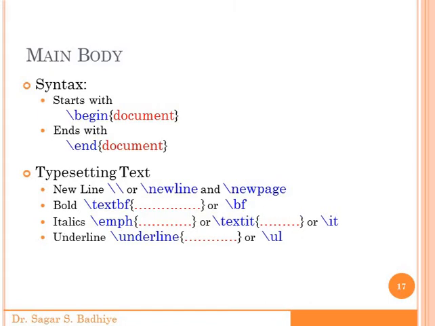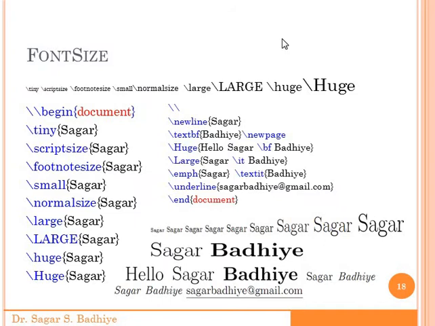The next is for setting any text as italics. We have the \emph command, and within curly braces we mark the text that is to be emphasized or italicized, or \textit for italics, or \it. These are the commands used for emphasizing a text or making it italic. Then for underlining a text we have the command \underline, and within curly braces we write the text that is to be underlined, or we make use of the \ul command.